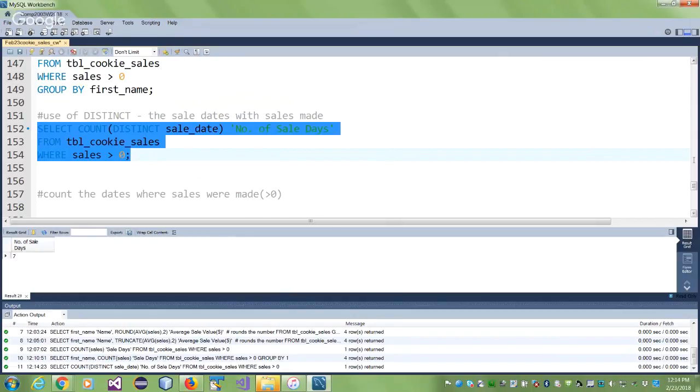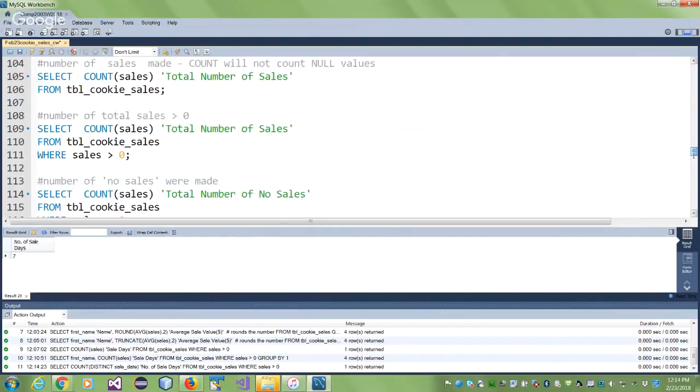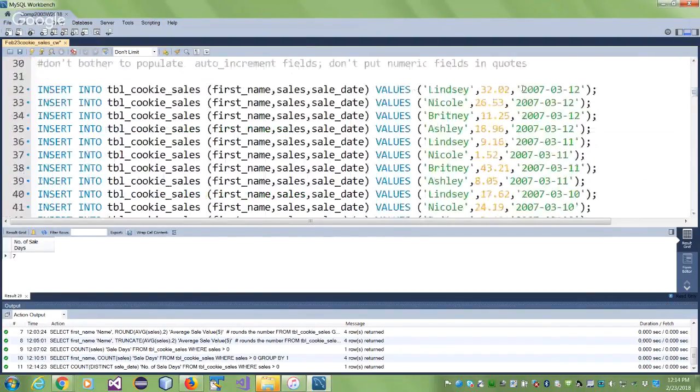That's what it does. So it picked up the sale dates: all March 12ths, one March 12th. All March 11ths, one March 11th. All March 10ths and so on. Now by chance, if nobody made a sale on March 12th, none of the girls made a sale, then this will reduce by 1 because I said sales is greater than 0. So try doing that if you like. Right now they are coming at 7 dates.